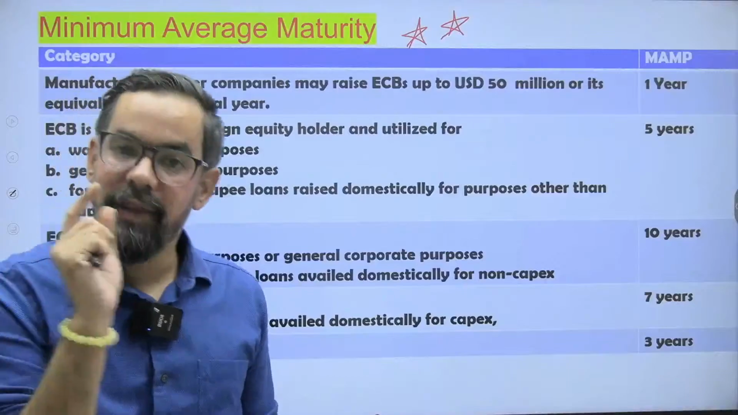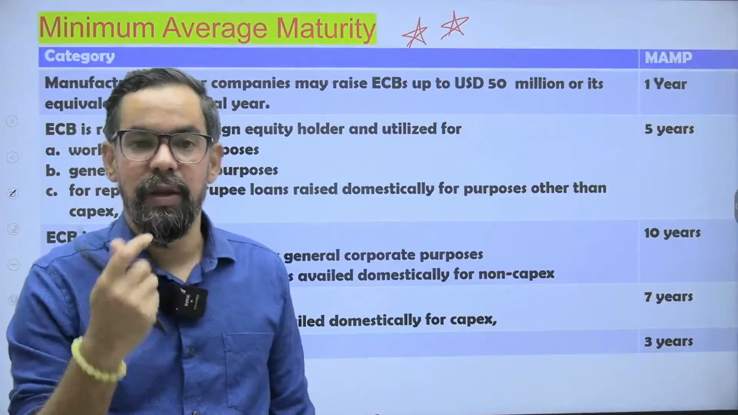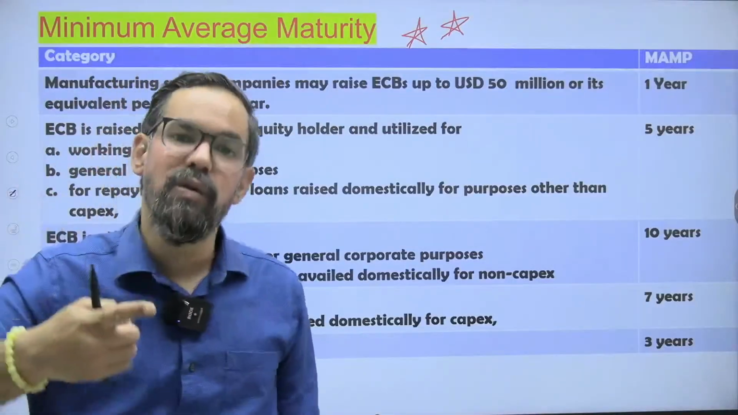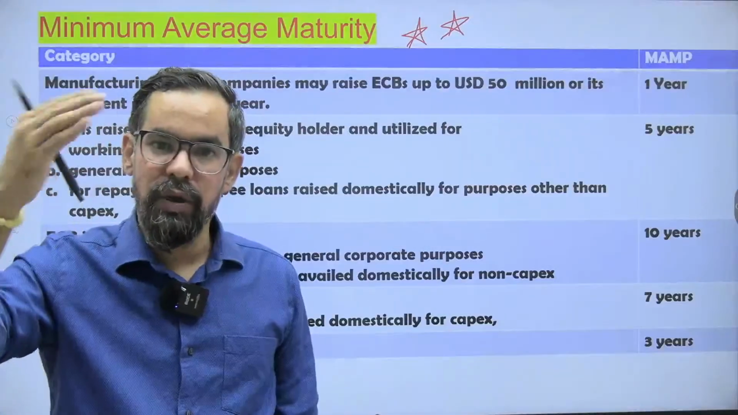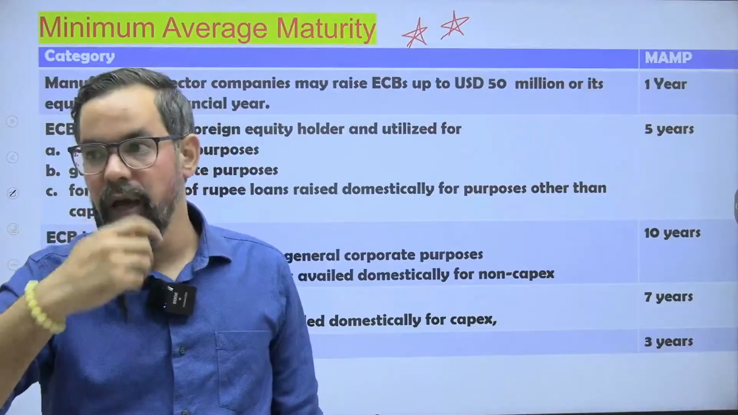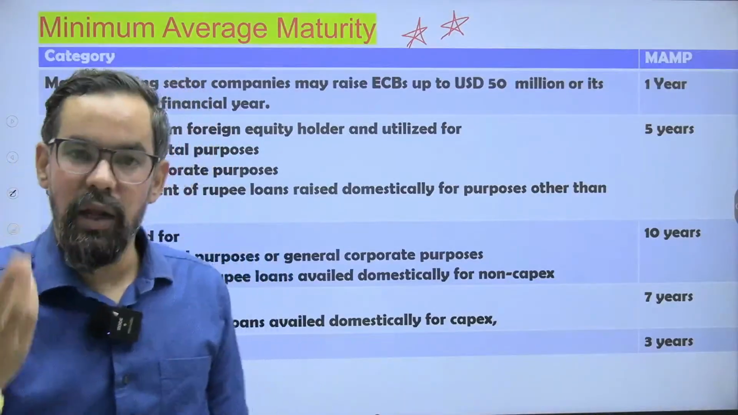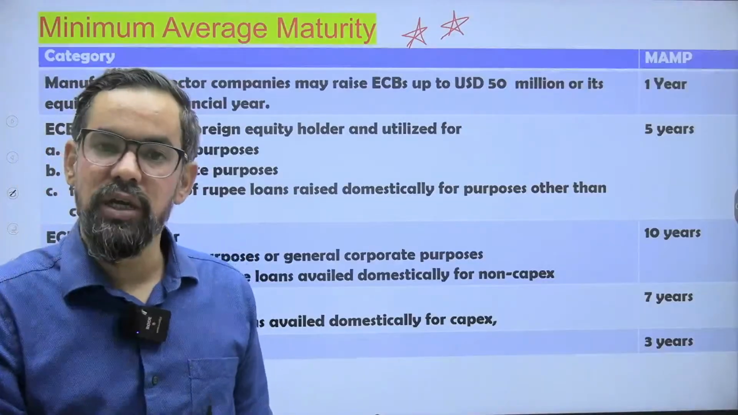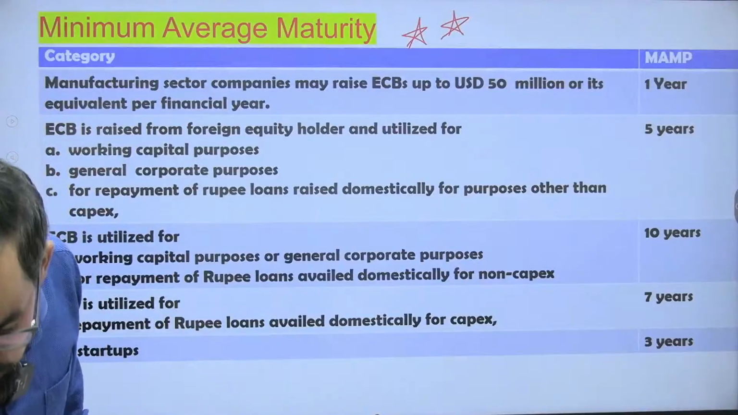But if they add some if and but, like for a manufacturing company with $50 million and foreign equity partners, it can be 1 year also. And without foreign equity partners, we are raising funds for the working capital purpose, so it is, sorry, for capital account investments 10 years, for general purpose 7 years, such are the guidelines, okay. So that is a very very important one, okay.